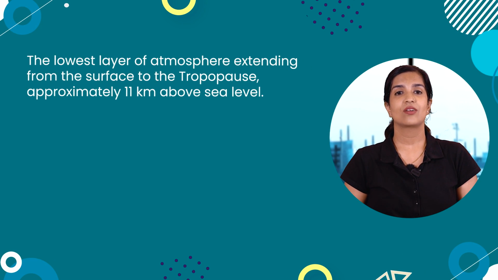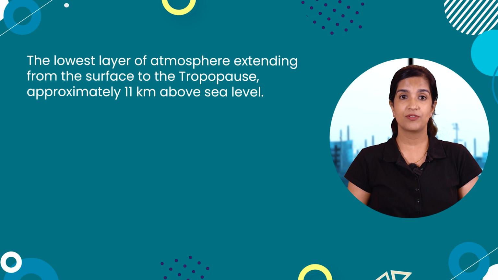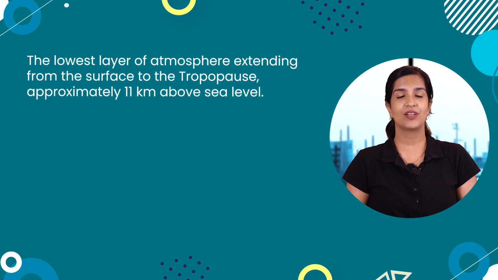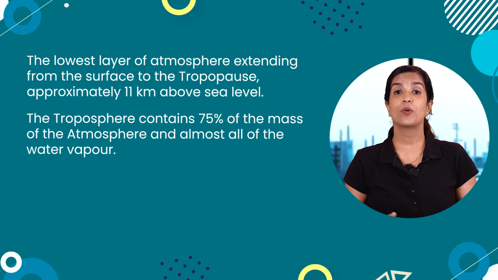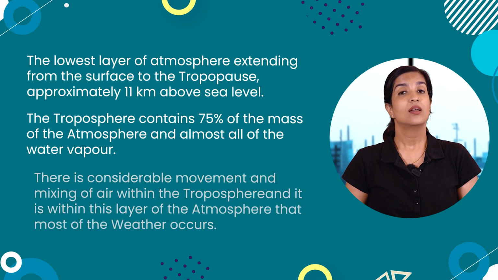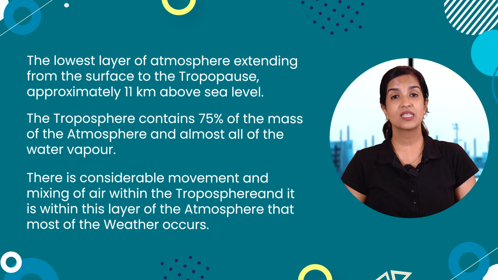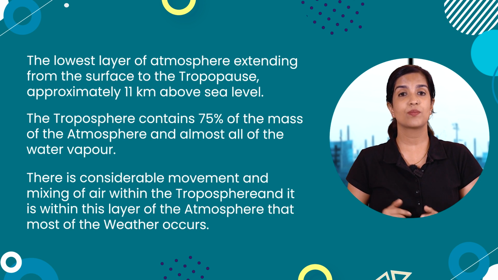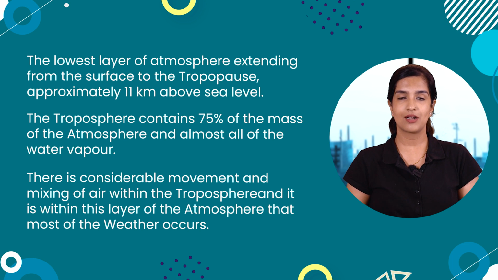The lowest layer of the atmosphere, extending from the surface to the tropopause approximately 11 km above sea level, is the troposphere. The troposphere contains 75% of the mass of the atmosphere and almost all of the water vapor. There is considerable movement and mixing of air within the troposphere, and it is within this layer of the atmosphere that most of the weather occurs.